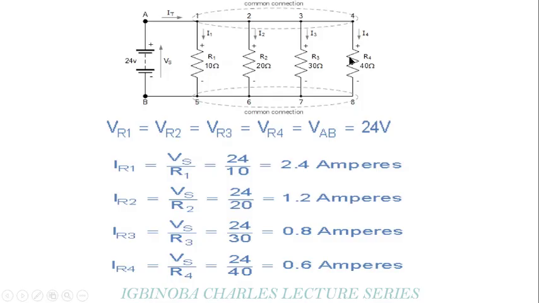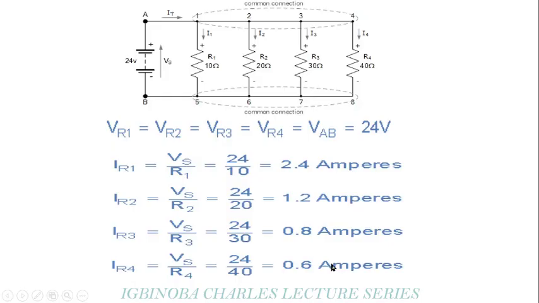So all we need to calculate, knowing that the currents flowing through these resistors are different, is easier once we know the voltage drop across this particular point and we know the value of the resistance. It is easier for us to calculate our current. All we need to do: IR1, which is the current flowing through this point, is the voltage over the resistance, which is your 24 volts divided by 10. You get your current. We do the same for here and here. The total voltage at this point is 24 volts and the resistance is 40.